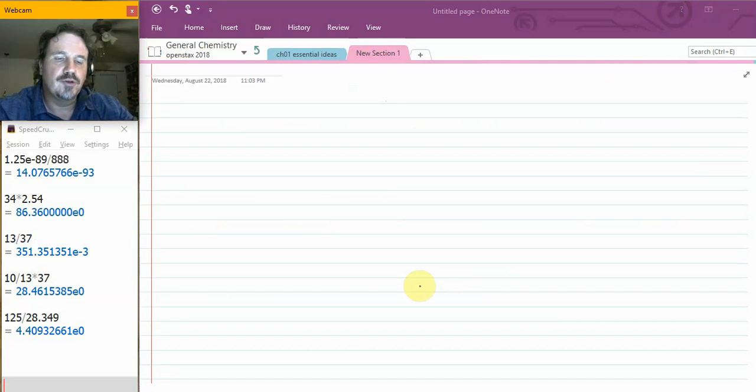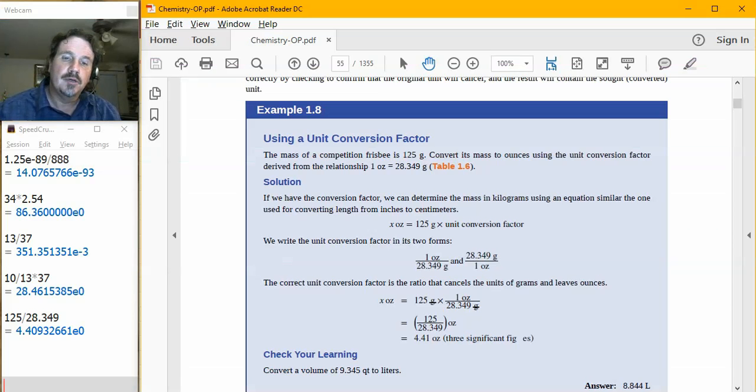Okay, let's try some extra practice problems from the textbook. Again, I really want you to see enough of these to get this technique down and down well. So let's see, example 1.8 from the text. The mass of a Frisbee is 125 grams. Convert that to ounces using the unit conversion factor: 1 ounce is 28.349 grams. Now, I wouldn't have known that off the top of my head, but they told it to me. Apparently, it's also in table 1.6, so it's good. I can go ahead and use that.